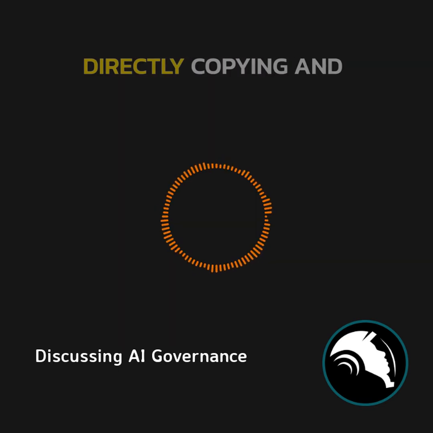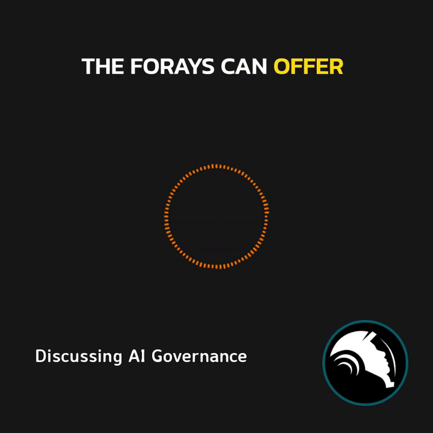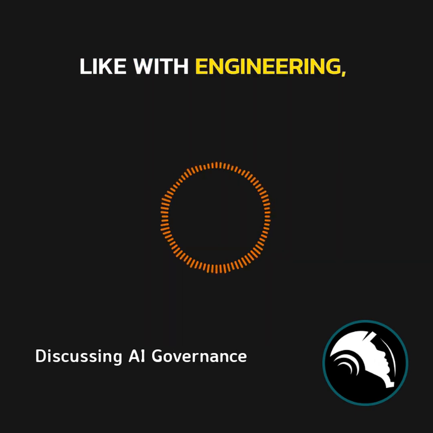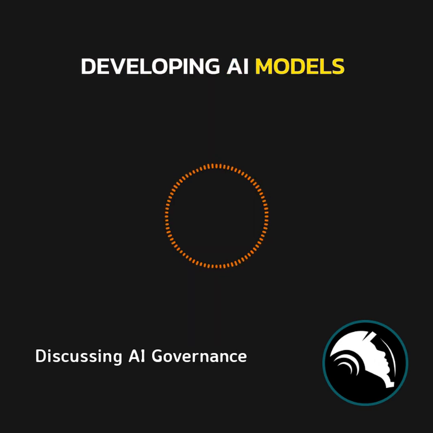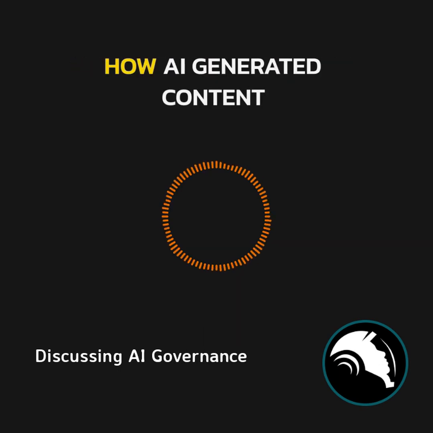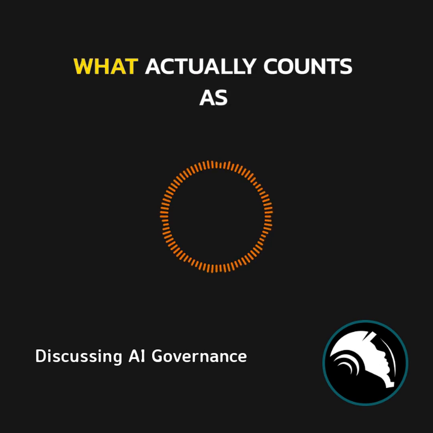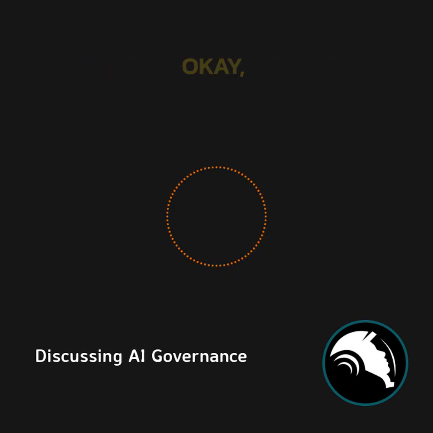It's not like it's directly copying and pasting, right? Right. It's a lot more subtle than that. But again, the 4Es can offer some approaches. Like, with engineering, you could focus on developing AI models that are less likely to generate stuff that's too similar to existing copyrighted material. So building in those safeguards right from the design stage. Exactly. And then with enforcement, you could establish clearer guidelines for how AI-generated content can be used commercially and what actually counts as infringement. Okay, yeah.